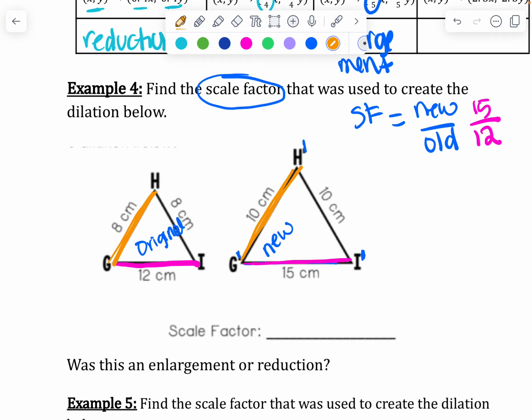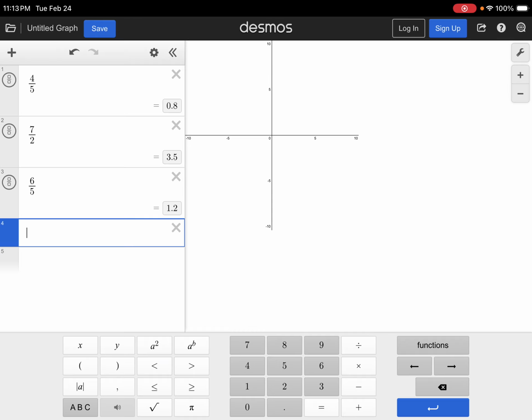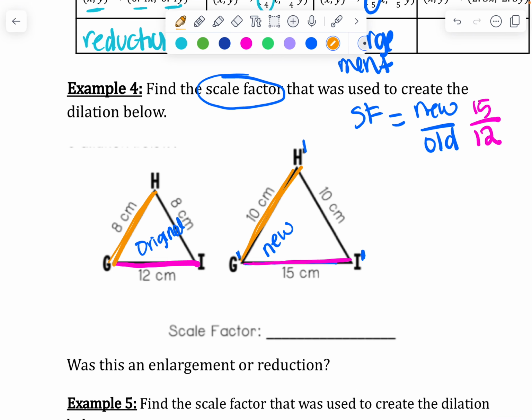All right, we have to put this in simple terms. So I'm going to go 15 divided by 12. I can keep it as a decimal, but I want to simplify it. So it's going to be 5/4. So 15 out of 12 equals 5/4. So my scale factor is 5/4 x, or 5/4 y.